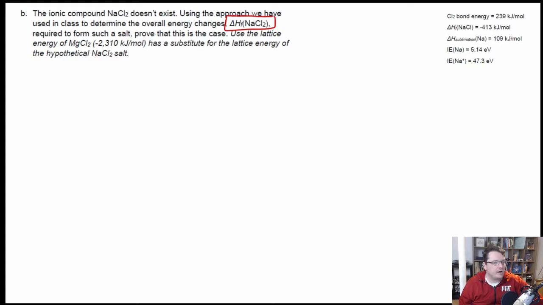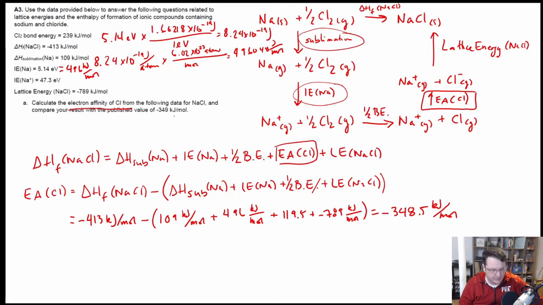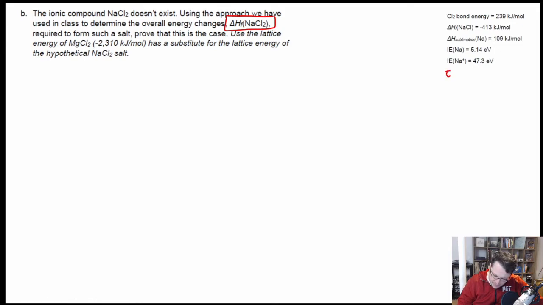And so one thing that's important is to transfer over the electron affinity value for Cl that we have from that first problem, right? You can either transfer over the value that you calculated yourself, or you can take the experimental, the published value of negative 349. I'm just going to take the published value of 349, right? So EA of Cl is negative 349 kilojoules per mole, right?